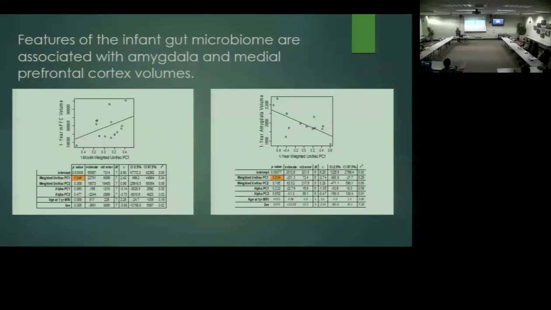principal coordinate, in this case, so now we're looking at the beta diversity, is associated with medial prefrontal cortex volumes a year later. And I thought this was the most exciting thing: the same principal coordinate that is associated with behavioral reactivity is associated with amygdala volumes at that age. So we're not really powered to do a proper mediation analysis here, but it looks like this might be, again, a neuroimaging phenotype mediating between the microbiome and behavior.